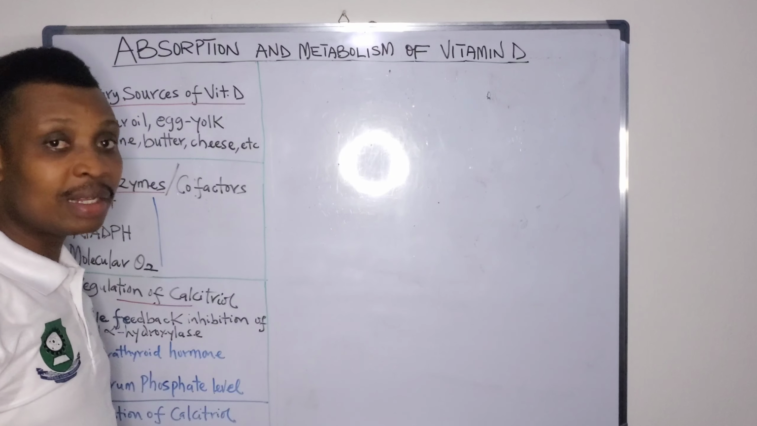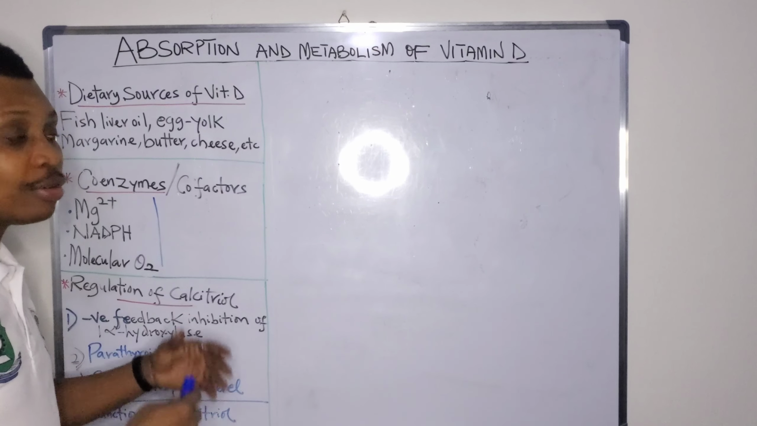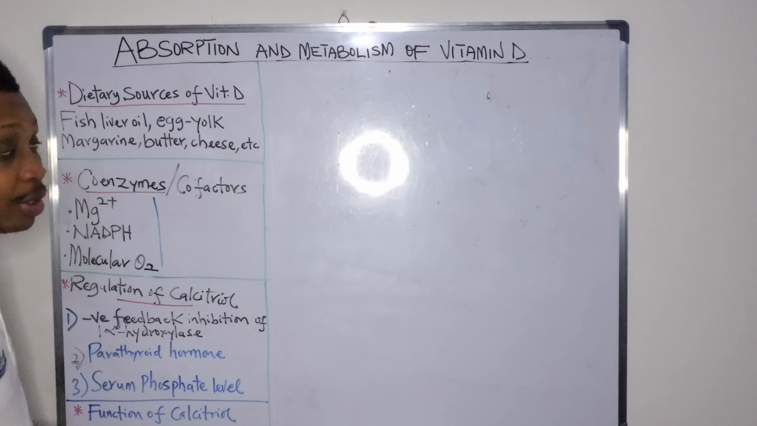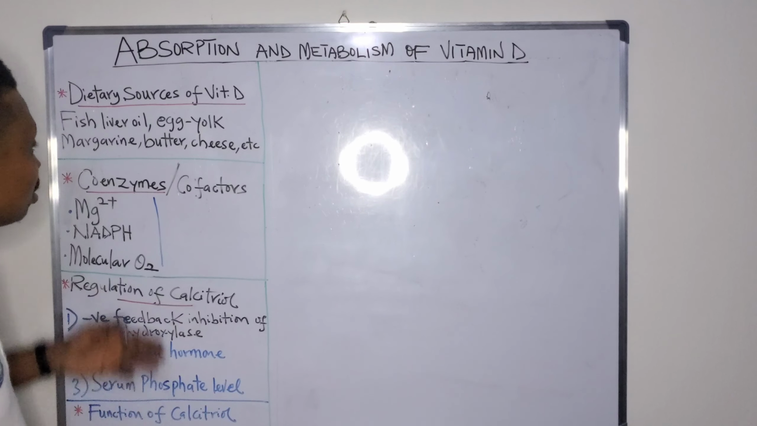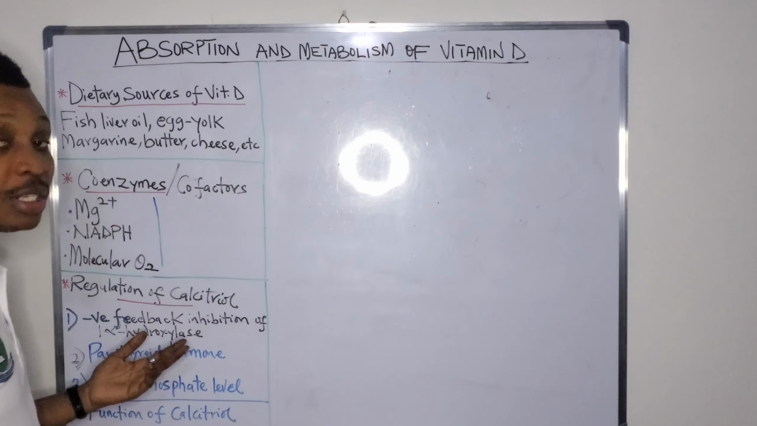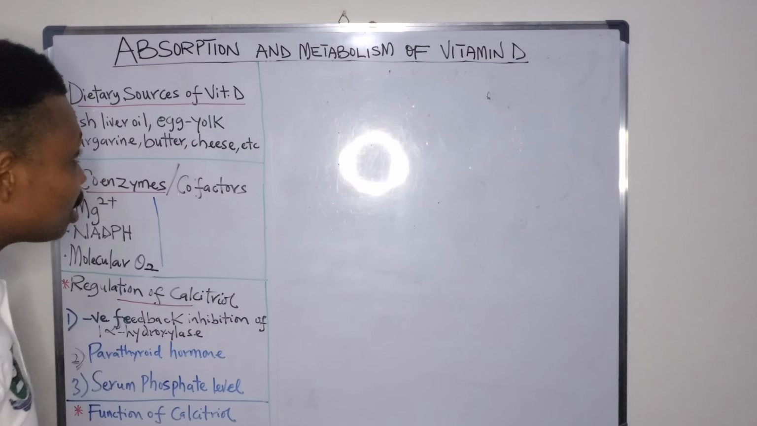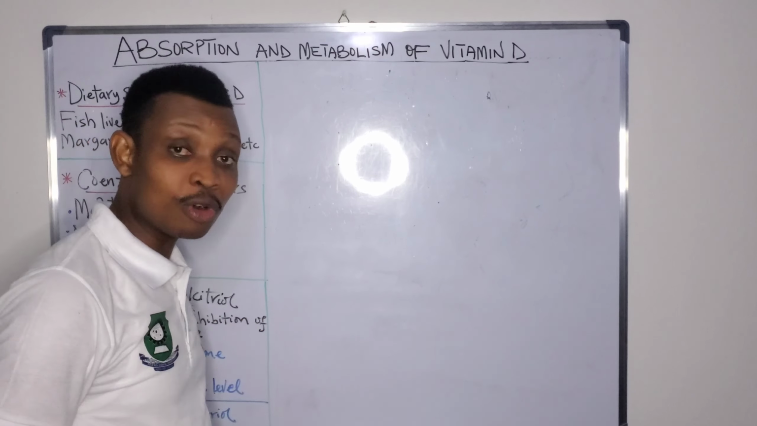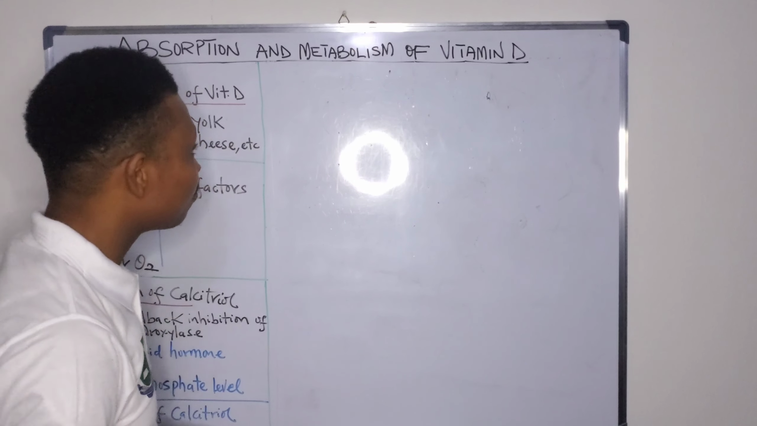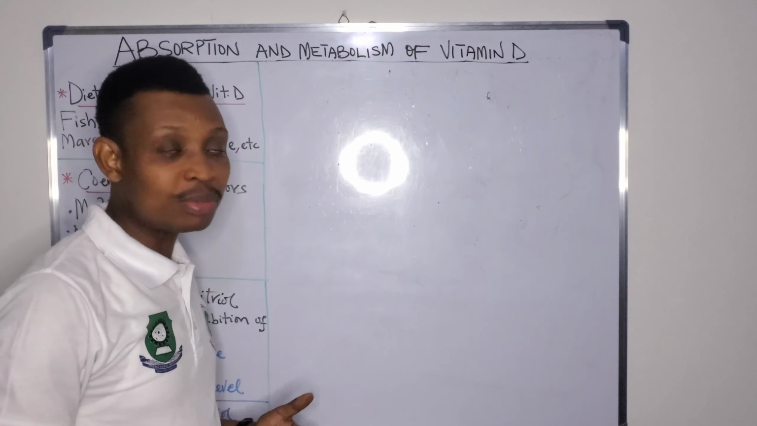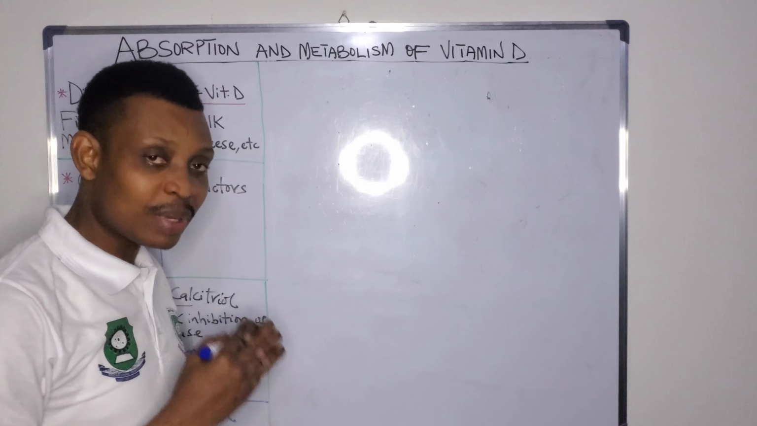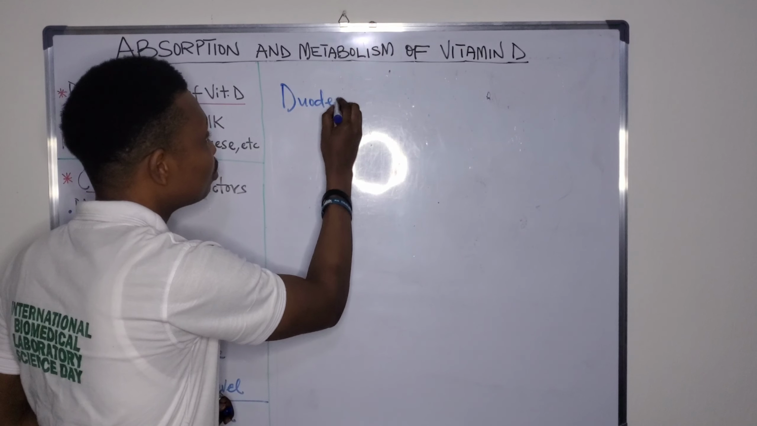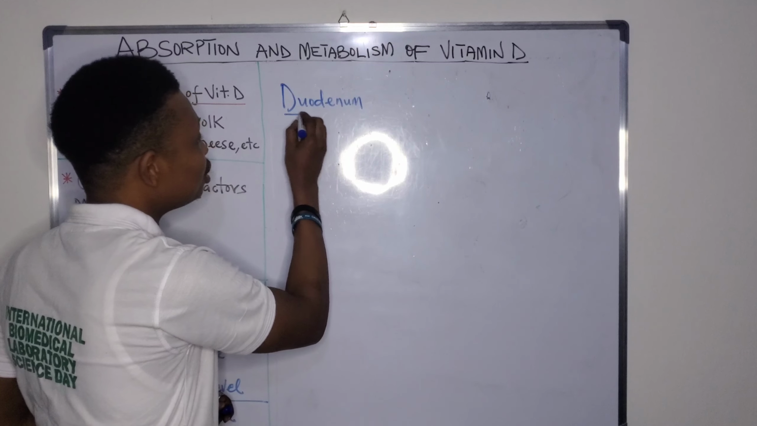Now, there are several dietary sources of vitamin D. For example, we have fish liver oil, egg yolk, margarine, butter, cheese, and several others. Now, when vitamin D is taken in, whether it is in vitamin D2 form or vitamin D3 form, it is usually absorbed in the small intestine, specifically in the duodenum or in the jejunum.